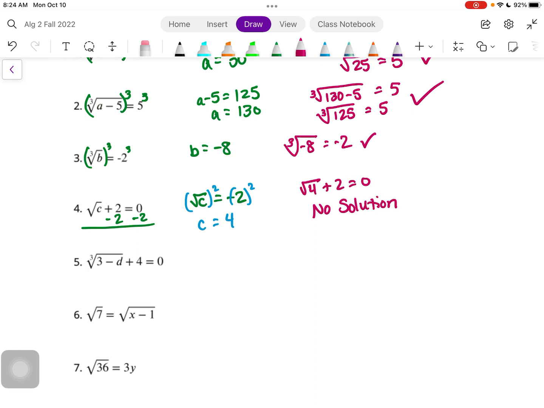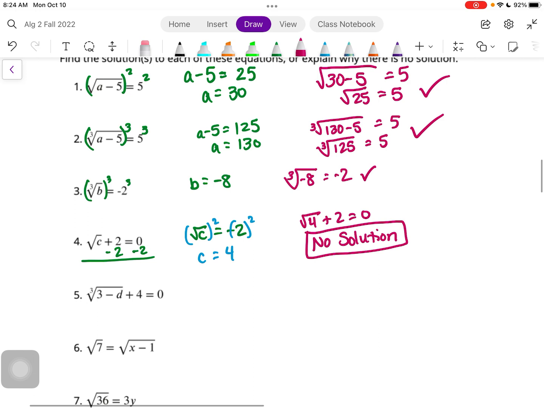Okay, so it's no solution because you can't take the square root and get a negative. And that's what we need to be able to add to 2 to get 0. All right, so let's go ahead and box in our answers there, just so it's a little more clear.